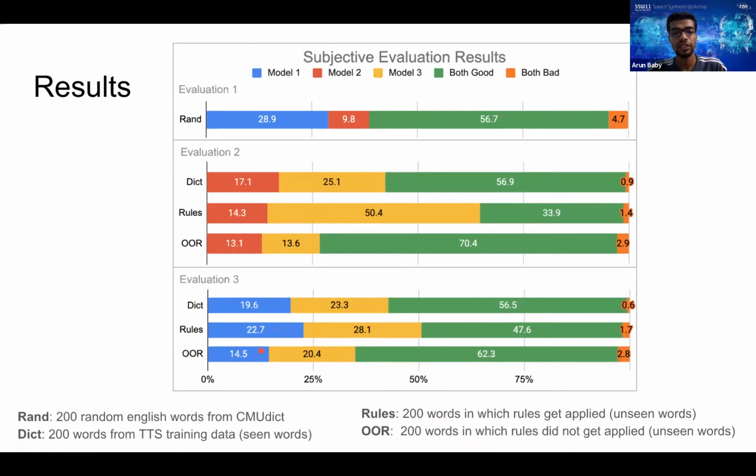The reason could be that since the rules are correcting so many of these confusions in the training data, the phonetic models are getting much better. That is why for the out of rules case also, performance is getting improved. All the audio samples we have kept in this link, which is available in the paper as well.